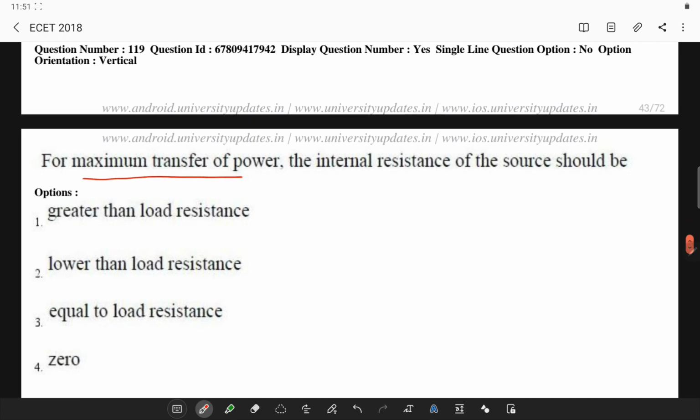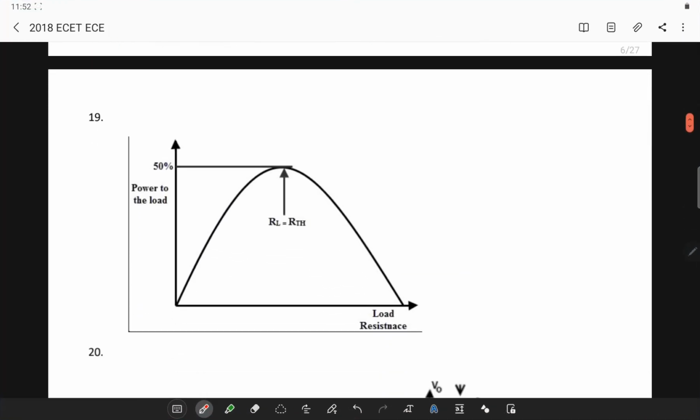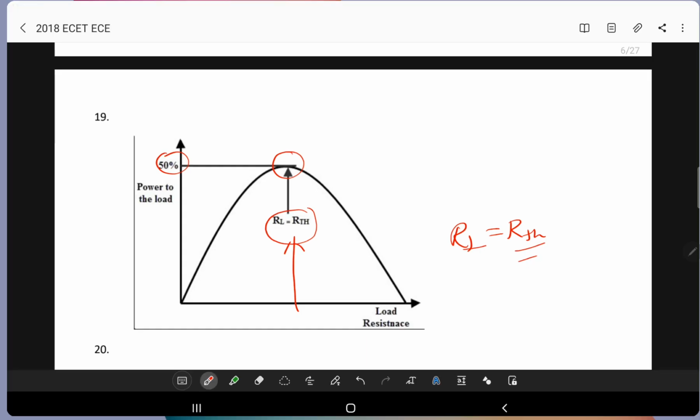For the maximum power transfer theorem, the internal resistance of the source should always be equal to the load resistance. RL is equal to RTH if you use Thevenin's, or ZL is equal to Z Thevenin star if it is related to impedances. So the efficiency at maximum power will be 50%, and that is when your load resistance is equal to your source resistance or Thevenin resistance.